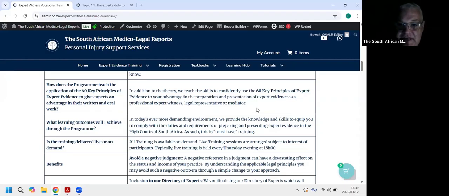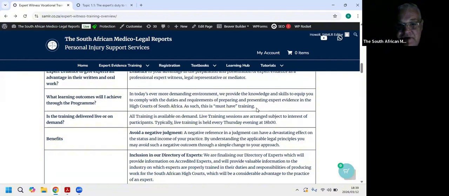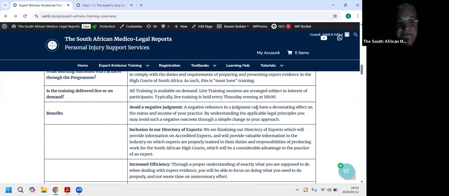In preparation and presentation of expert evidence as a professional expert witness, legal representative, or mediator. Now, what learning outcomes will I achieve through the program? In today's ever more demanding environment, we provide the knowledge and skills to equip you to comply with the duties and requirements of preparing and presenting expert evidence in the High Courts of South Africa. As such, it is must-have training. I've dealt with that point.